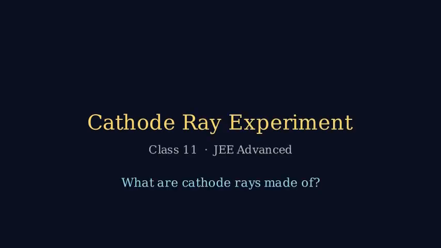In the late 19th century, a glowing beam inside a vacuum tube changed physics. That beam was called a cathode ray. This video explains the cathode ray experiment, the experiment that proved the electron exists.